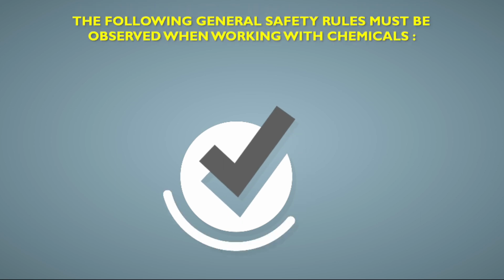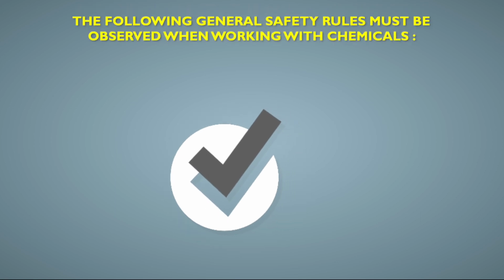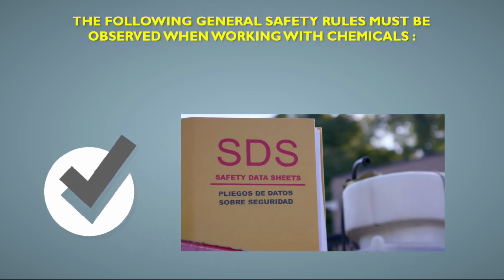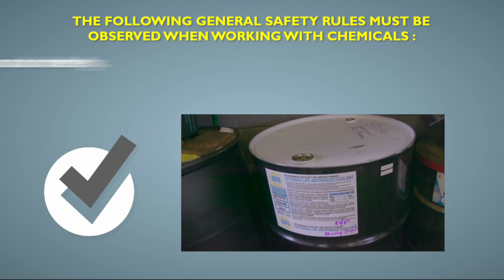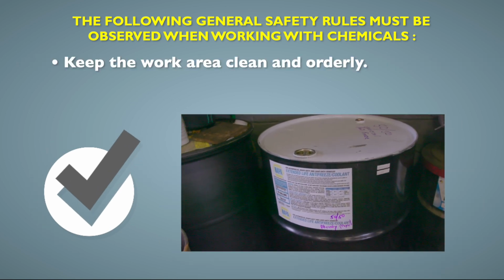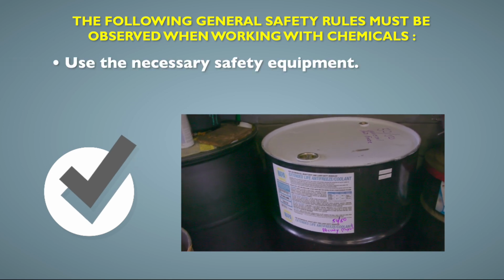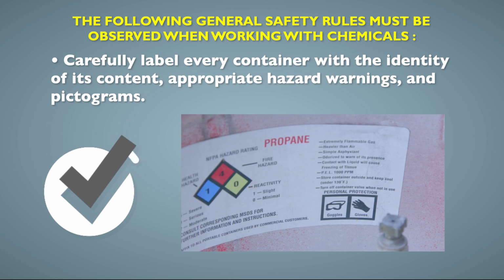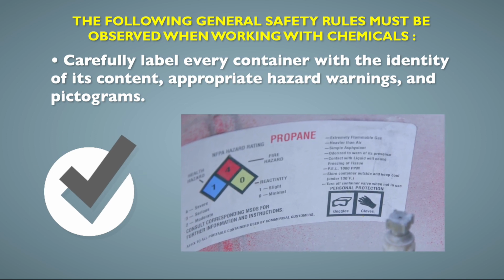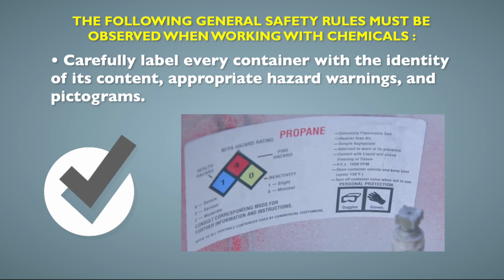The following general safety rules must be observed when working with chemicals. Read and understand the safety data sheets. Keep the work area clean and orderly. Use the necessary safety equipment. Carefully label each container with the identity of its content, appropriate hazard warnings, and pictograms.